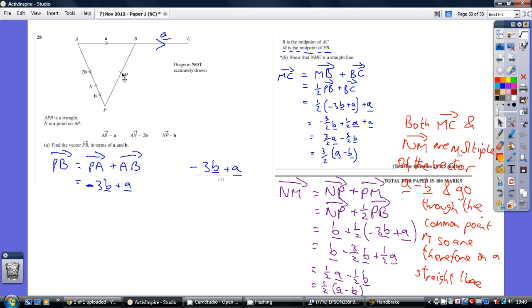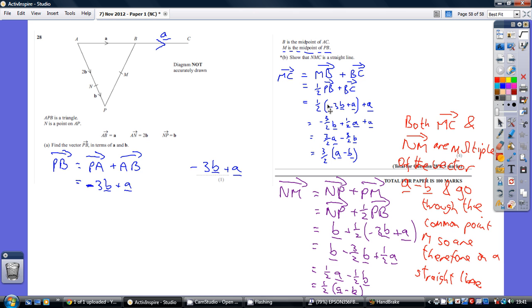Now MC is M to B then B to C. Now because M is halfway along PB, we're told that here, MB is half of PB. So MC is half of PB plus BC. Now PB we know from part A, PB is minus 3B plus A, and BC is another A because we're told that B is the midpoint of AC.